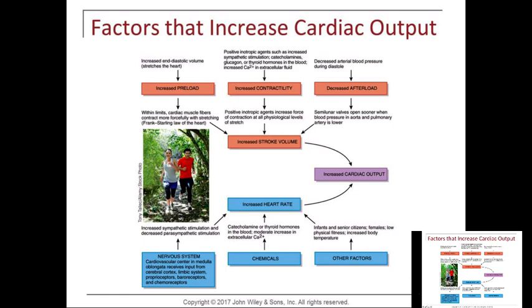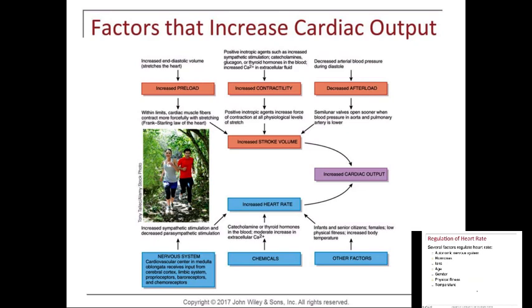You can see here, up on top, for example, where it talks about positive inotropic agents, such as increased sympathetic stimulation and catecholamines, remember norepinephrine and epinephrine, etc. They increase calcium in the extracellular fluid, so you get that increased contractility, increased stroke volume, and increased cardiac output. Okay.